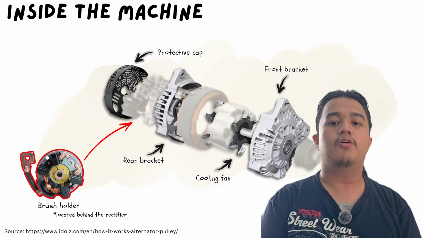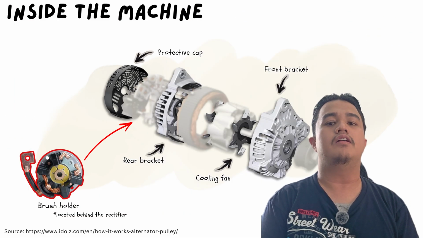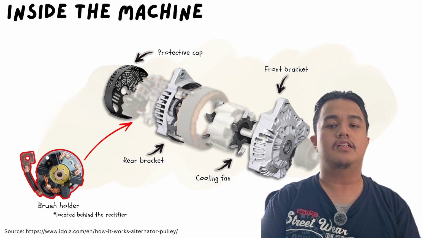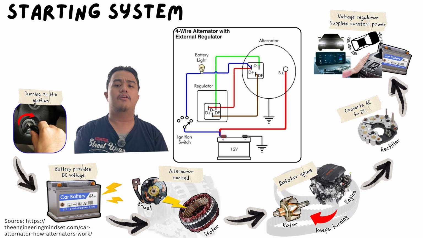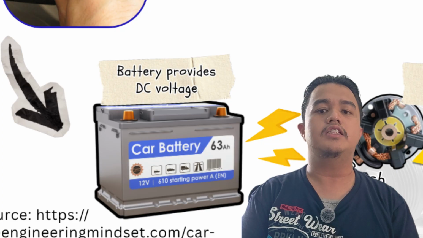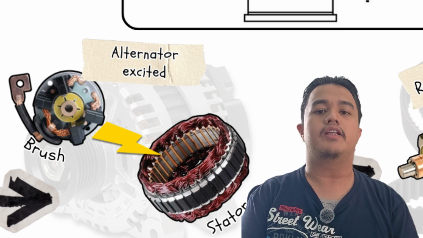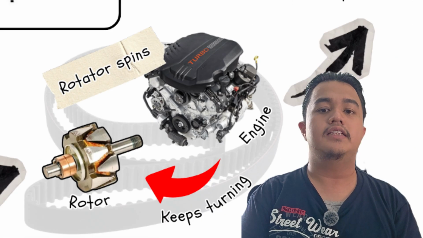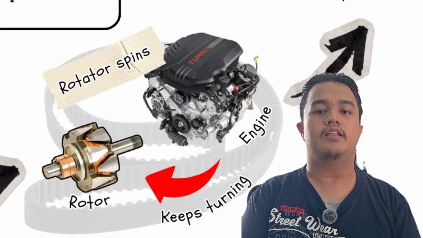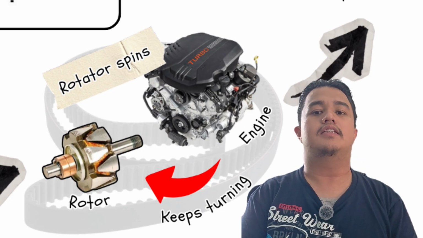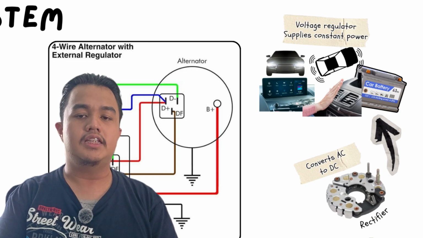And then you have the brush holder, cooling fan, and front and rear brackets, handling contact, thermal management, and the physical structure respectively. Now, here's how it all starts. When you turn the ignition on, the battery sends DC voltage through the brushes to the rotor field winding, which excites it and creates a magnetic field. The engine then mechanically spins the rotor via the belt. Once it's spinning, you've got a rotating magnetic field inside the stator, and from there, the machine takes over.